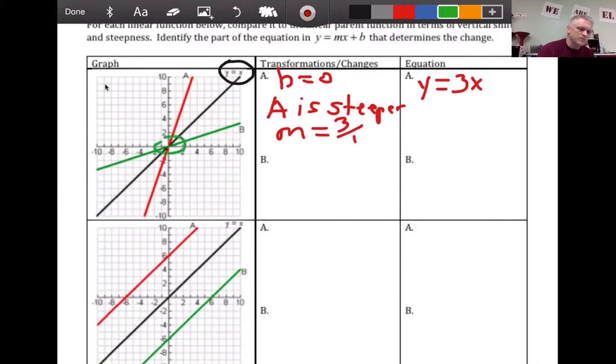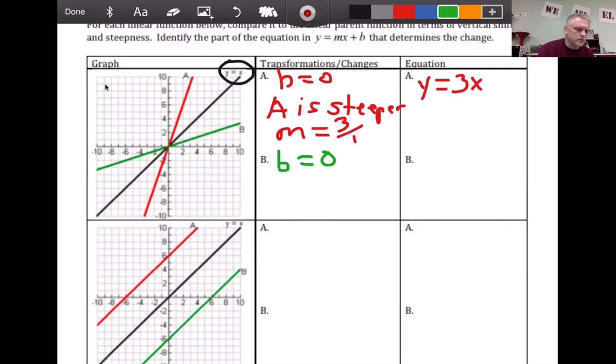Line B, as far as the y-intercept, the little b is still 0. Like line A and the parent graph, it goes through the origin. But once again, we have a slope that's different than the parent graph. The green line is less steep than the black line, so it has less steepness.